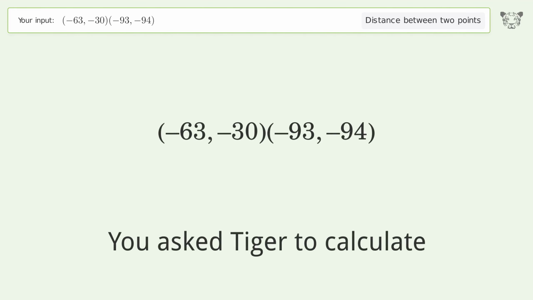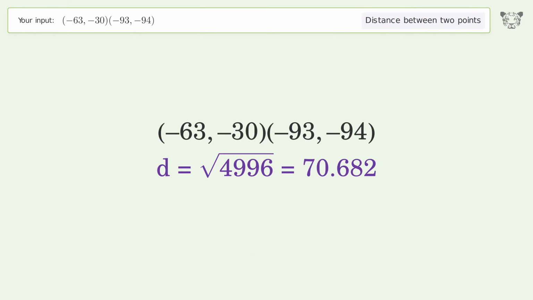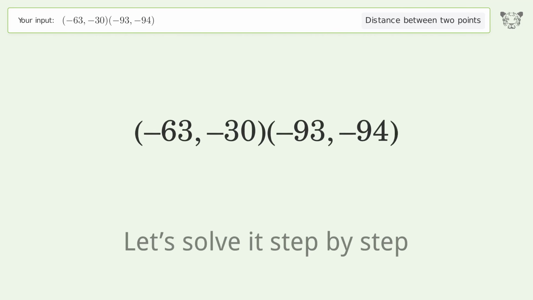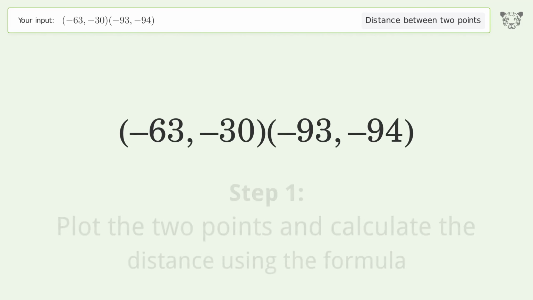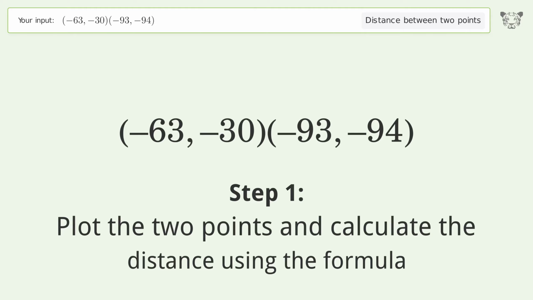You ask Tiger to calculate. This deals with the distance between 2 points. The distance between the 2 points is the square root of 4,996, or 70.682. Let's solve it step by step. Plot the 2 points and calculate the distance using the formula.